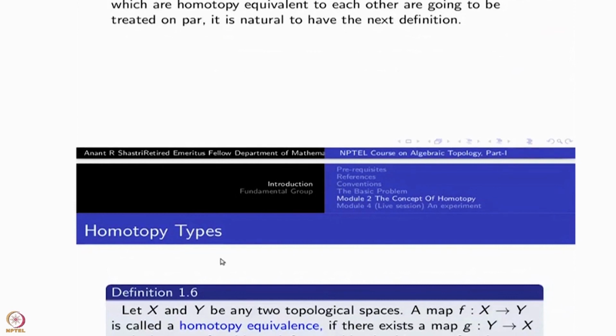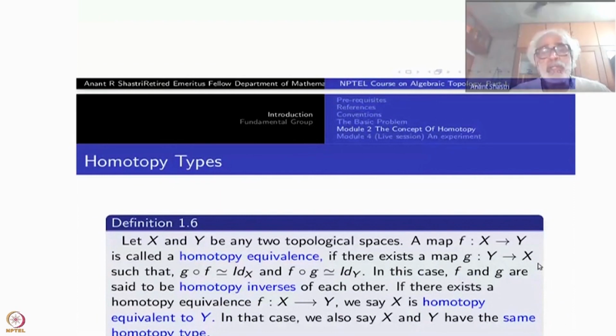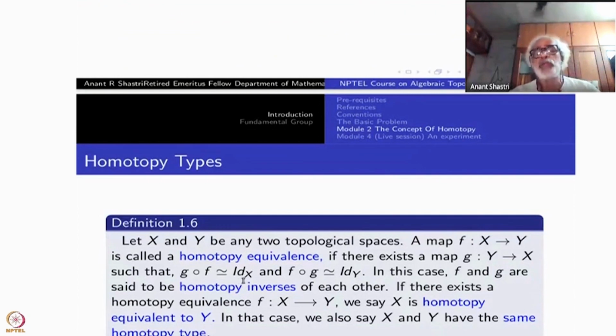Namely, there must be g from Y to X, which is the inverse of f, and both are continuous. f is continuous, g is continuous. That is a homeomorphism. So we want to take a weaker equivalence here, namely homotopy equivalence. What is that? A map f is called a homotopy equivalence if there is a g from Y to X such that instead of g composite f being identity, it is homotopic to identity. Similarly, the other way composition, f composite g, must be homotopic to identity of Y. So instead of equality, we are replacing it by homotopy.